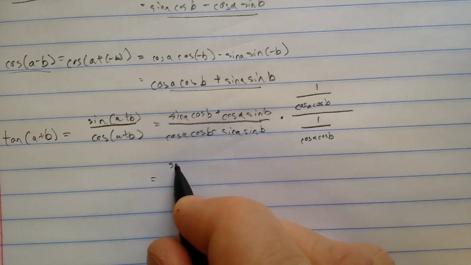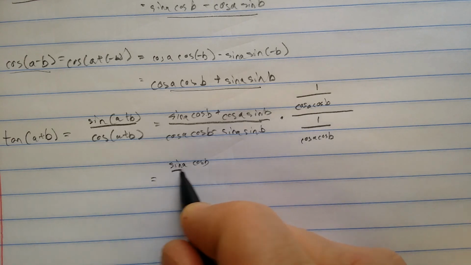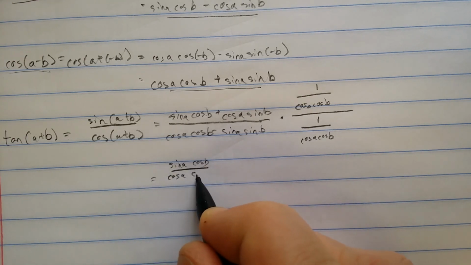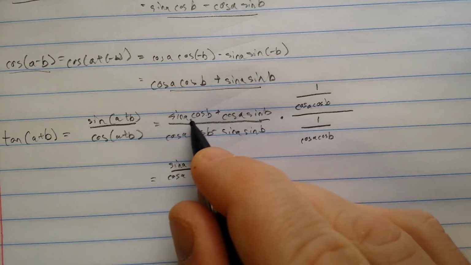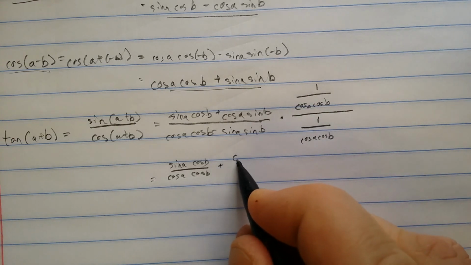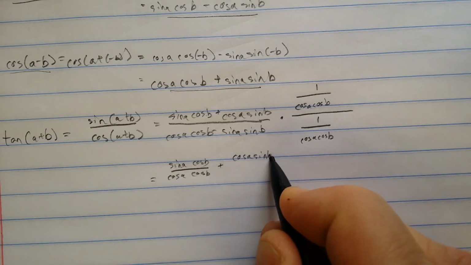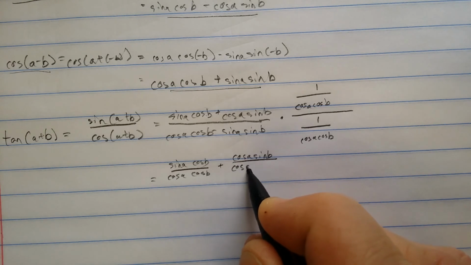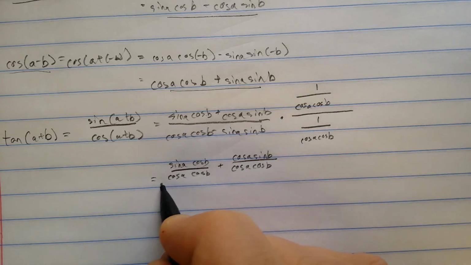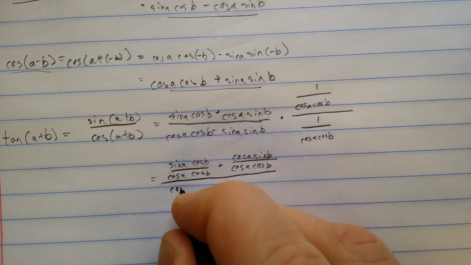Okay. So that gives me sine A cosine B over cosine A cosine B. Given that denominator, now the other one also gets that denominator. And so do these ones.